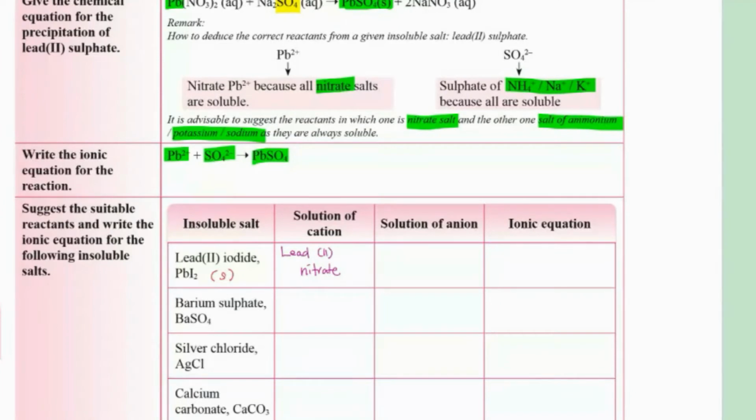Okay, okay on that class? Okay, how about the anions? Anions now is iodide, no? Okay, I use the colors lead 2. So for lead 2, I choose the lead 2 nitrate, soluble.